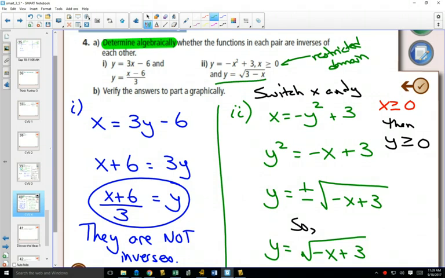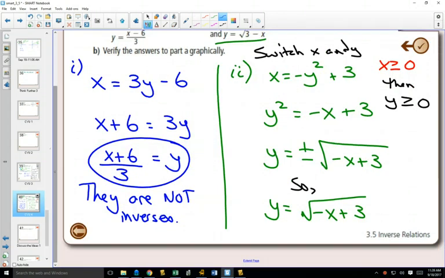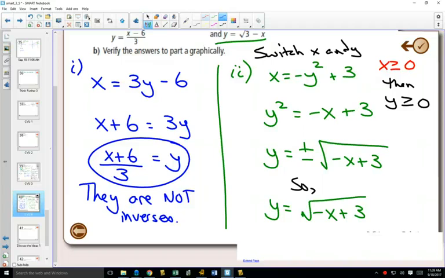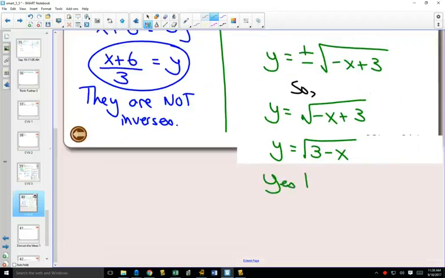Yes. I mean, they wrote 3 minus x, and we have negative x plus 3, but we need to be able to recognize that when you add and subtract things, the order doesn't matter. And so this is the same as 3 minus x. So we could say, yes, they are inverses.